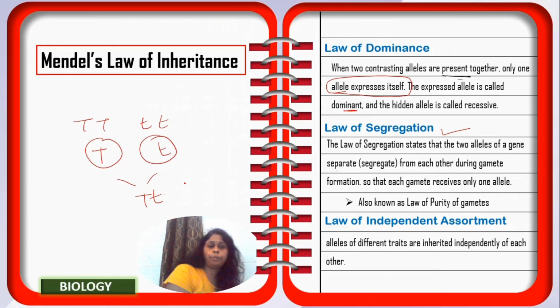So these are Mendel's laws of inheritance. There are 3 laws: the law of dominance, the law of segregation, and the law of independent assortment.